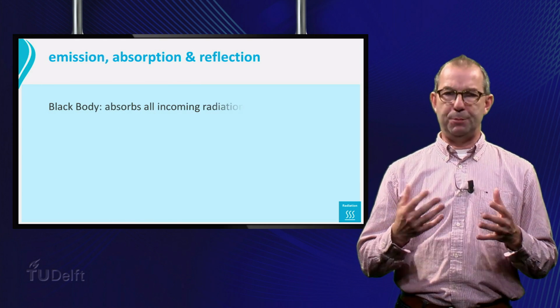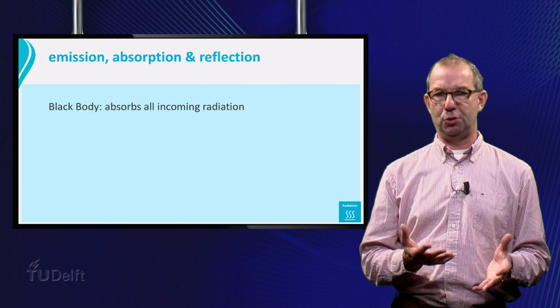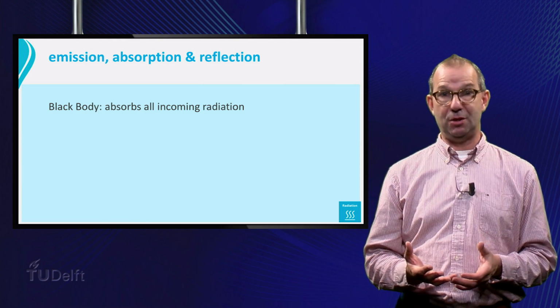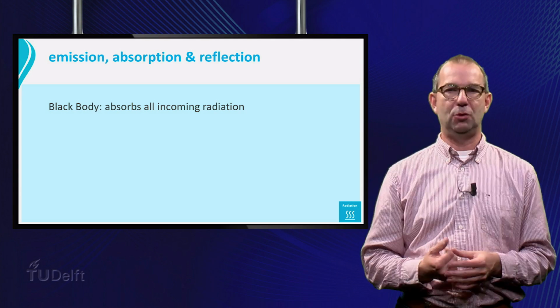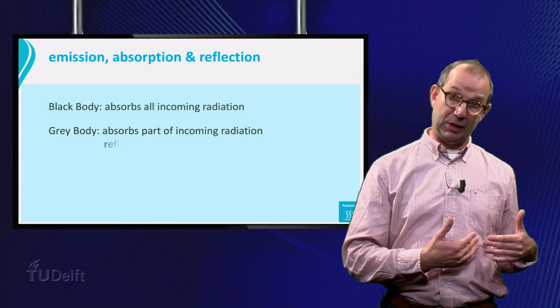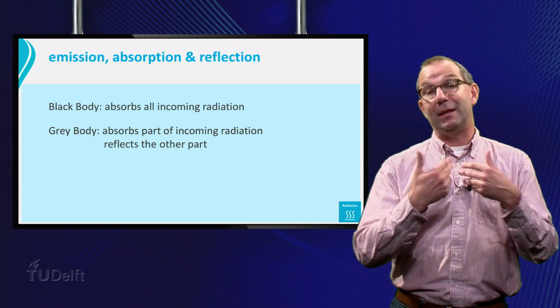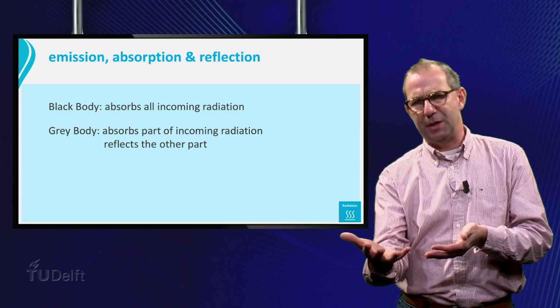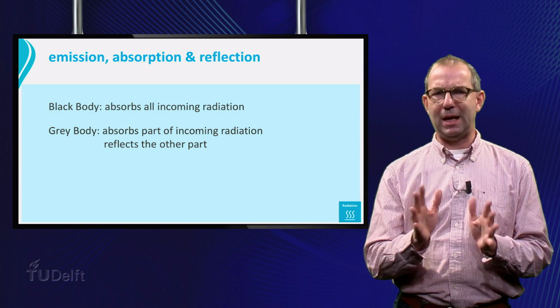A black body absorbs all radiation that falls onto it. Hence it doesn't reflect any back. No wonder it's called a black body. Grey bodies absorb a part of the incoming radiation and reflect the rest, or partly transmit it, but we leave that out of the discussion for now.